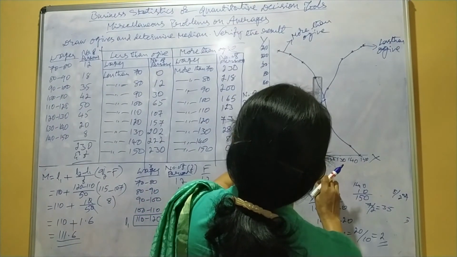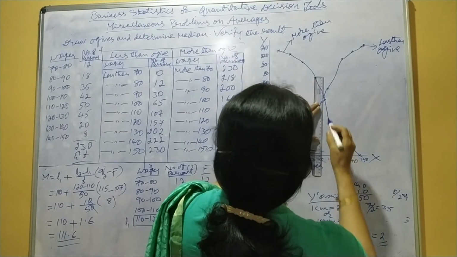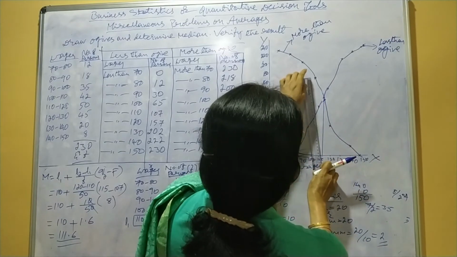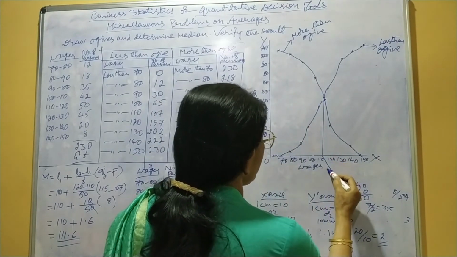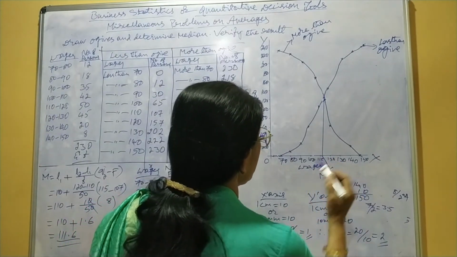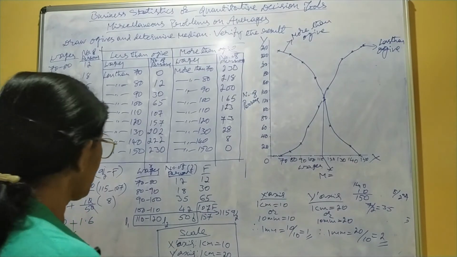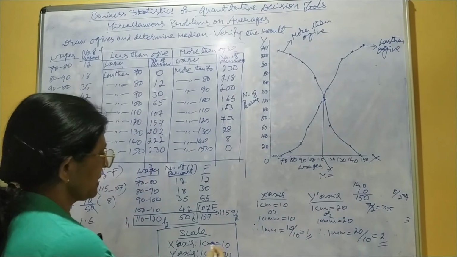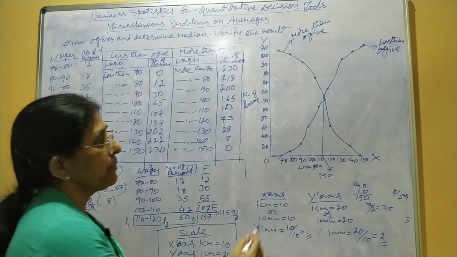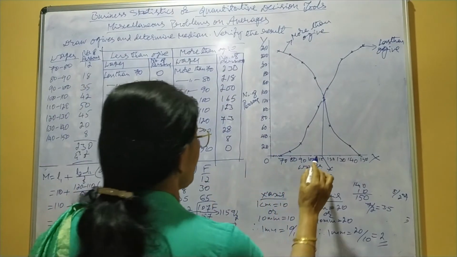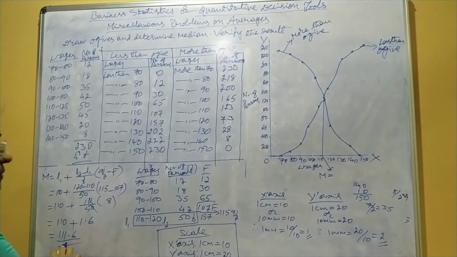By using scale, you have to draw a straight line perpendicular to the x-axis. We have to take the reading on the x-axis, that is nothing but the median. So median equals here 110. Scale for the x-axis we have taken 10, means each millimeter counts 1. Here algebraically we have calculated, that is 111.6.